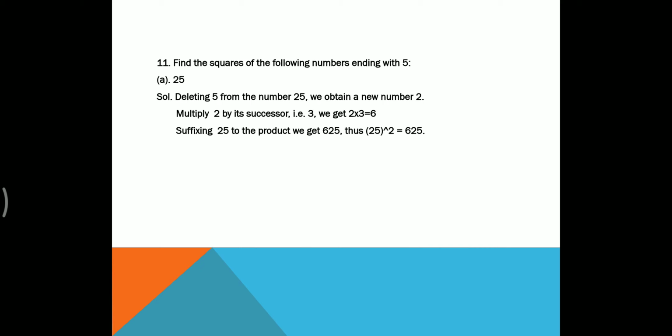What you are supposed to do is delete the 5 from the number 25. The number is 25, and we are supposed to delete its ones digit, that is 5. The new number we obtain is 2. We multiply 2 by its successor, and the successor of 2 is 3. So we multiply it by its successor, that is 2 into 3, that is 6. Suffixing 25 to the product, we get 625. Thus 25 square is 625.